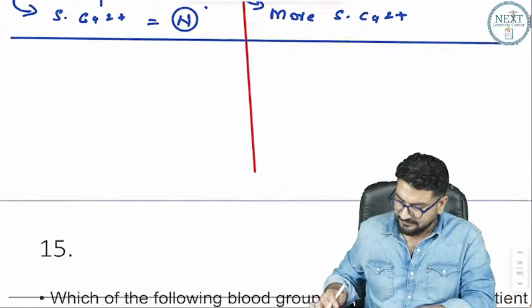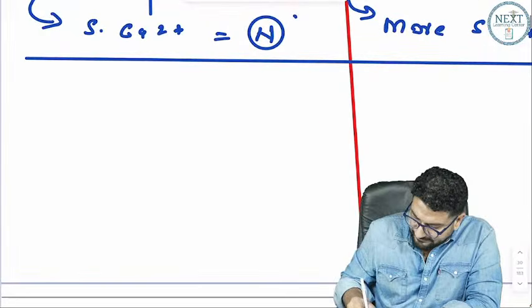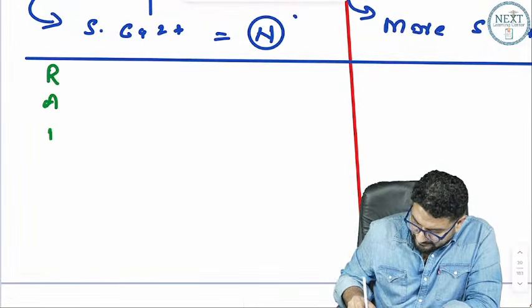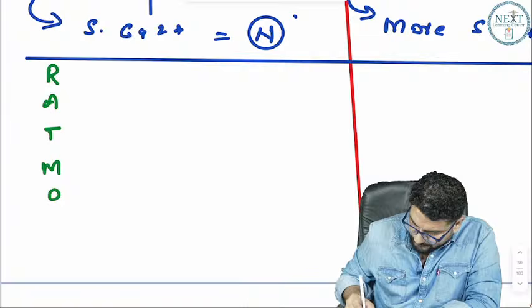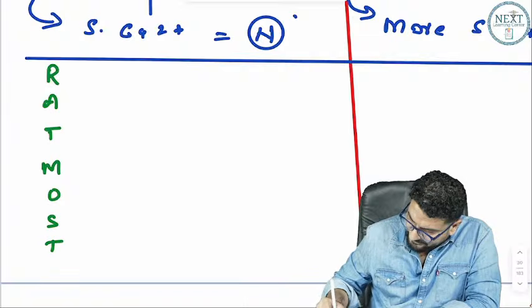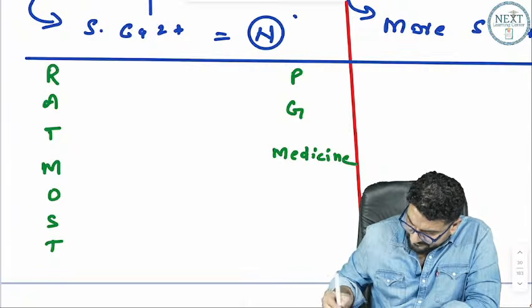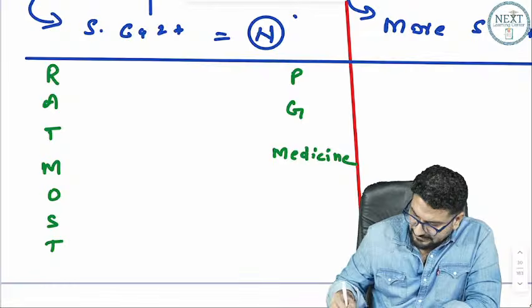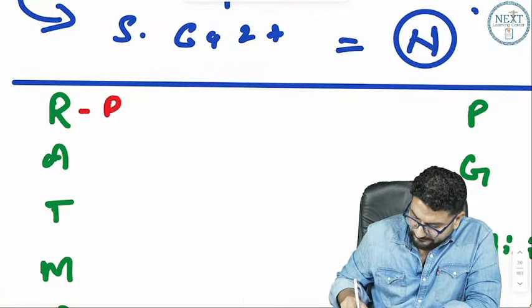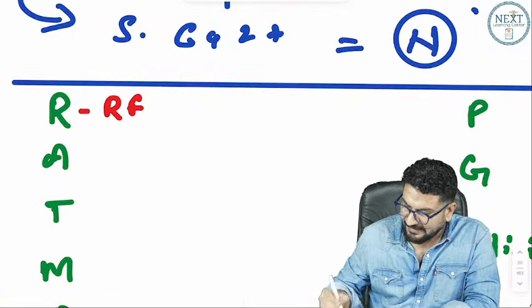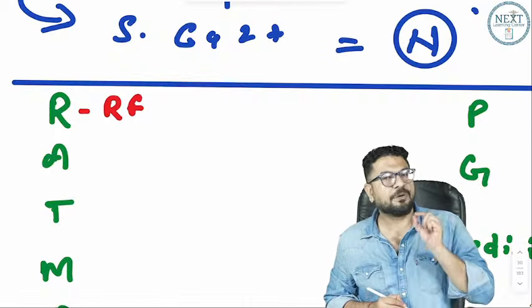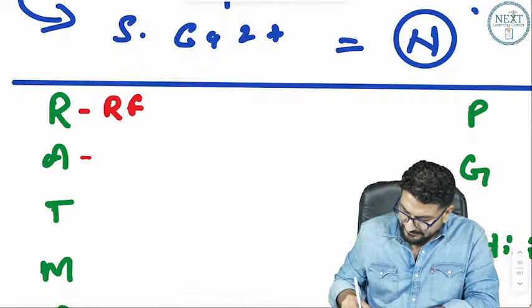Understand this. Dystrophic calcification, you will find where? In RATH, most important to get PG in medicine. So what is this RATH? RATH is rheumatic fever. In rheumatic fever, because of dystrophic calcification, these bodies are called Aschoff bodies. A is atherosclerosis.